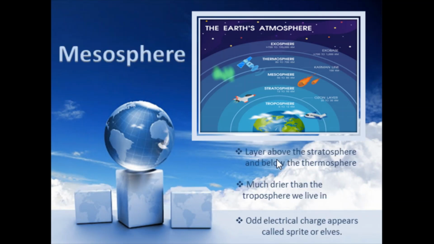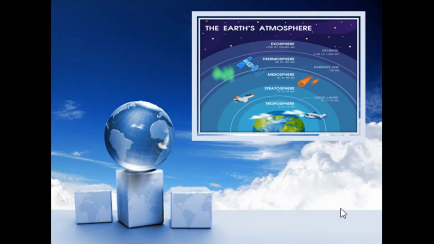Okay, what layer is this? Very good. It's the Earth's mesosphere. Very good. Now let's move on to the fourth layer going up. What is the fourth layer going up? Can you count it by yourself?